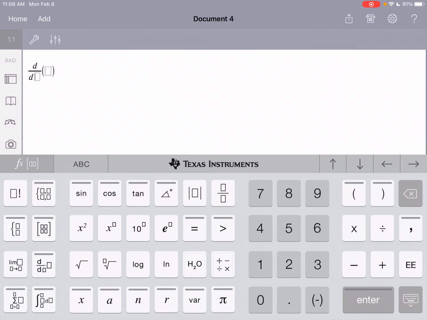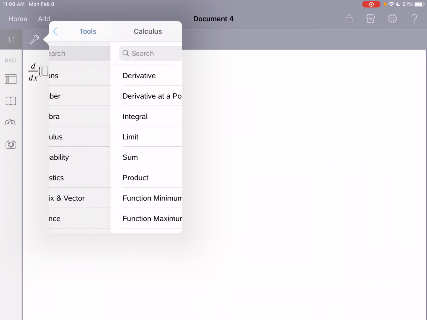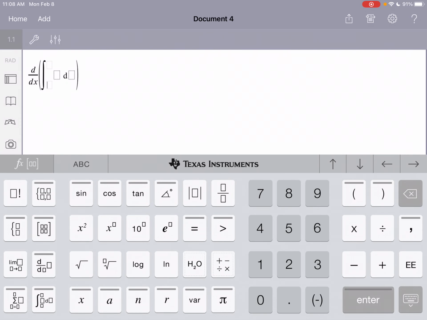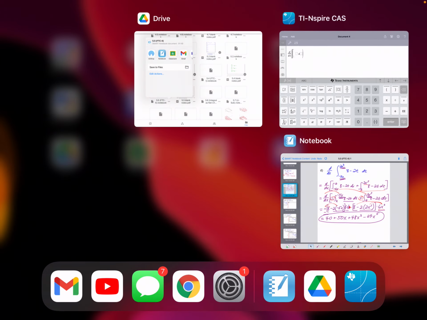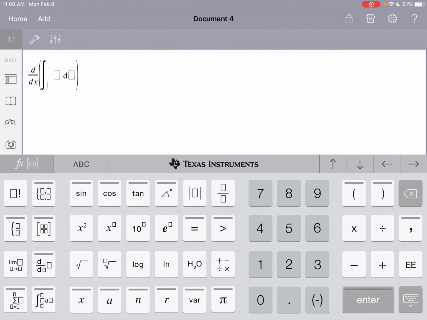So let's fill some things in. We're being asked to take the derivative with respect to x of, and now we would hit tab or the right arrow, and now the function we're differentiating, that's an integral. So I'm going to hit menu again. And notice I'm still on calculus here. You guys would probably have to hit 4 one more time, and then we would do a definite integral. And this integral, I have forgotten already what it looked like, started at negative 5x and went to 2x cubed up on the top. So let's do that.